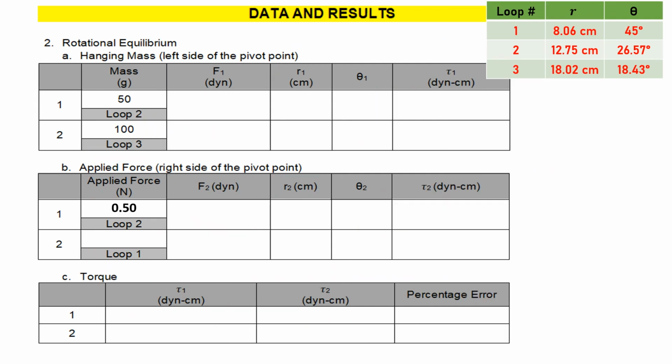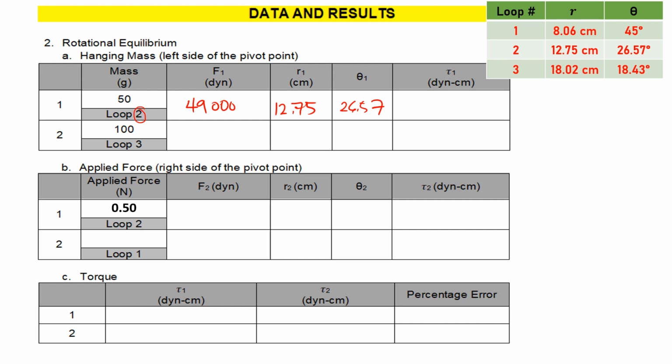Okay, so let's try to compute this one. The given here is mass is 50 grams. Again, we need to multiply the 50 by 980. So this is 50 multiplied by 980. So the answer here is 49,000. And then the 50 grams is at loop number 2. So what is the value of R and theta at loop number 2? So this is 12.75. And then theta is 26.57.